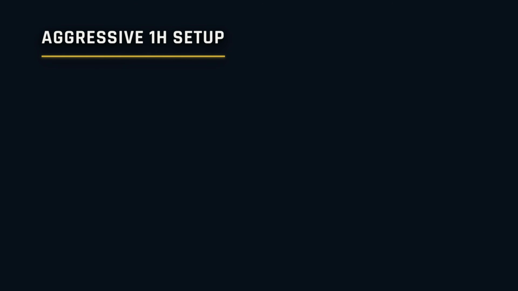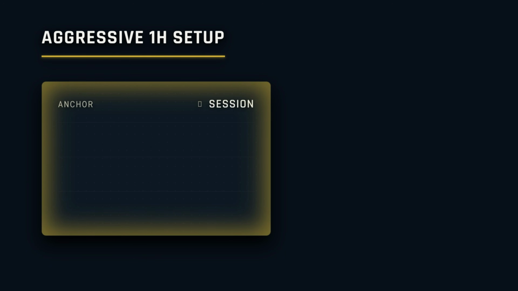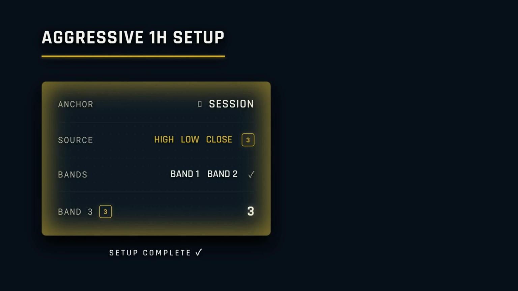Now, for the aggressive 1 hour setup, we're going to be switching the anchor back to session, and there's a reason for this. The source is going to be staying at high, low, close 3, and we're going to be keeping bands 1 and 2, but we're also going to be adding the third band, and we're going to also have that set to 3. That's going to be the setup here.